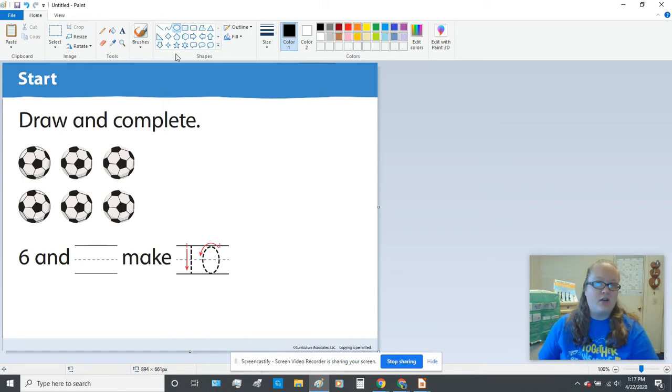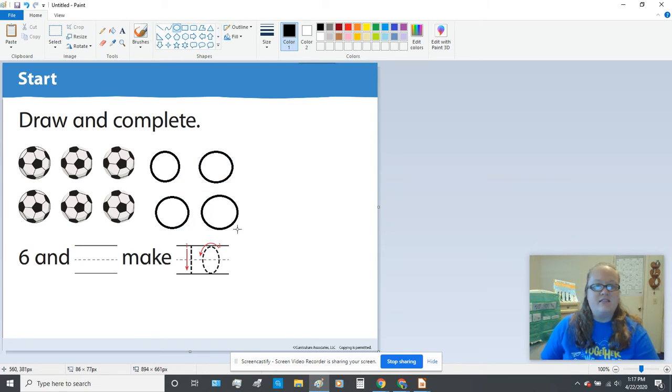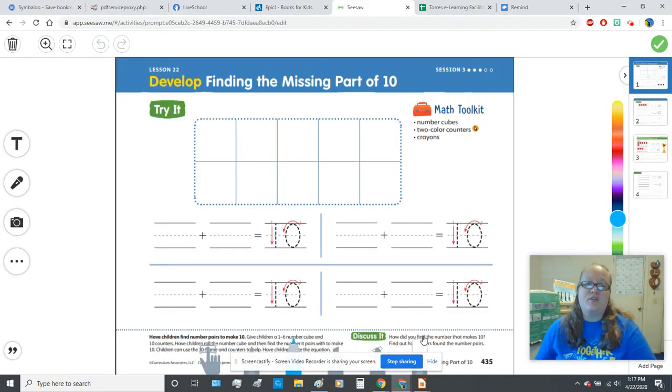So I'm going to count on from 6. 6, 7, 8, 9, 10. So how many more soccer balls did I draw to make 10? I drew 1, 2, 3, 4 more. So that means 6 and 4 make 10. Excellent. So let's go ahead and start our lesson for today.